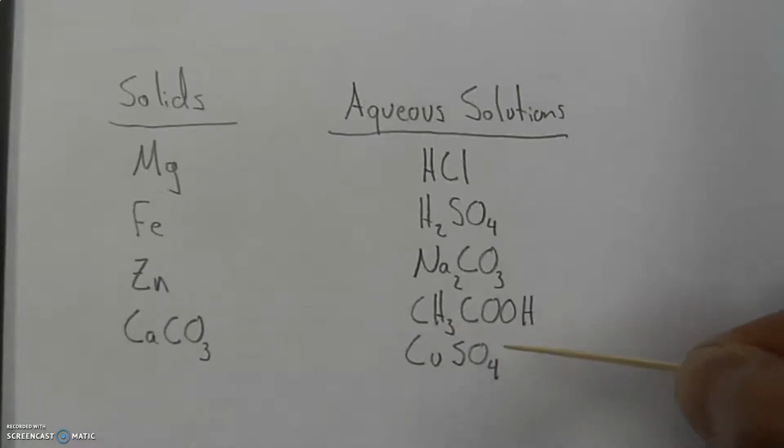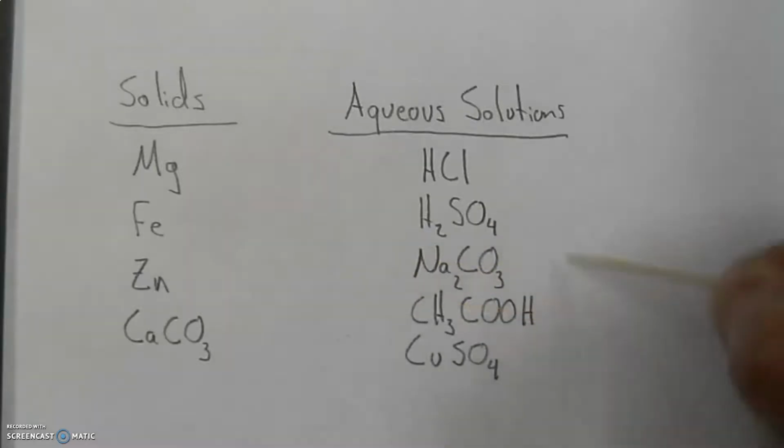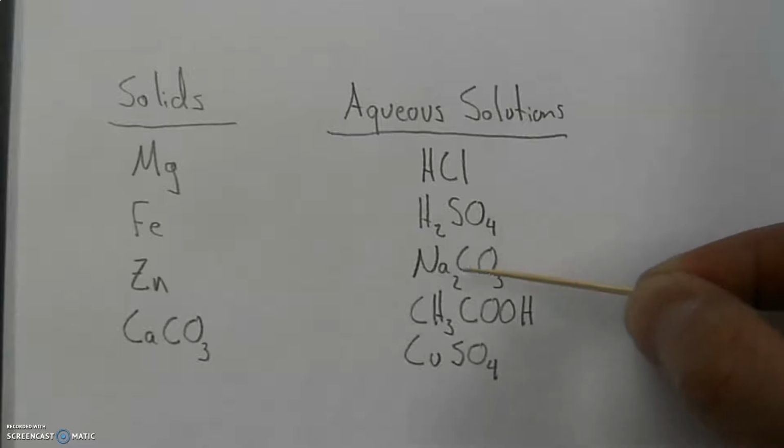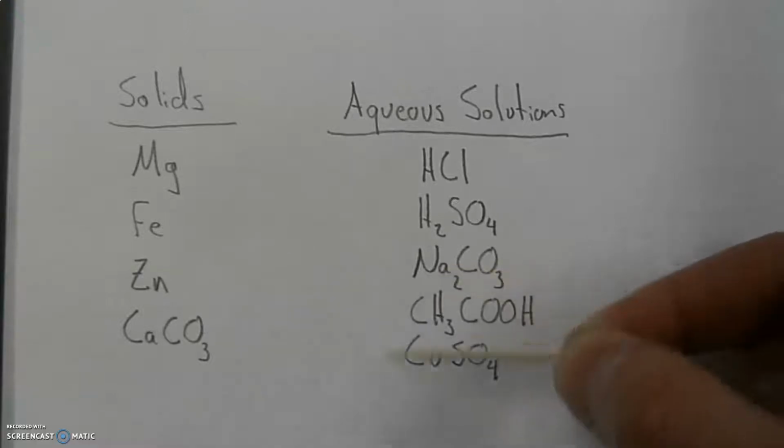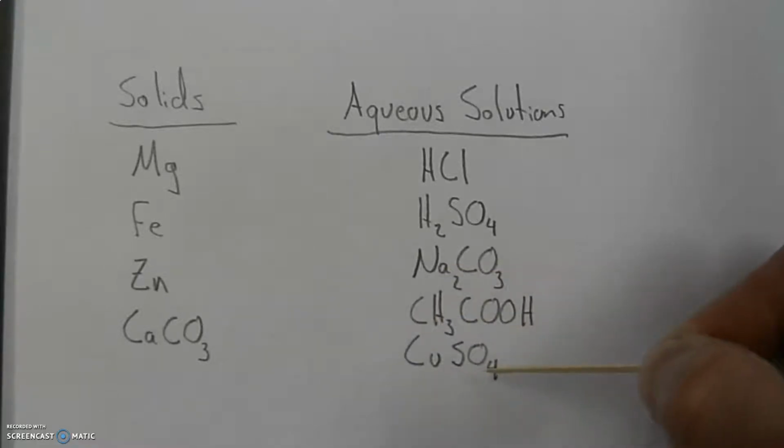And then the other ones we have are sodium carbonate, another ionic solution. It's a basic solution, so it does dissociate in water very, very well. Group 1s typically do. And then copper sulfate, copper 2 sulfate. And this is kind of like a bluish solution.